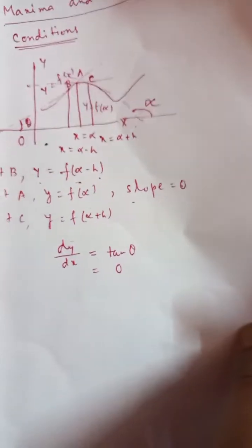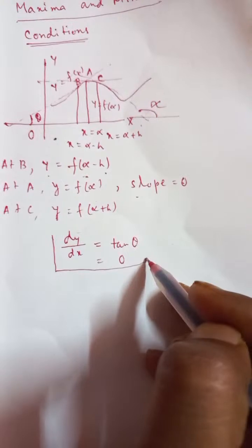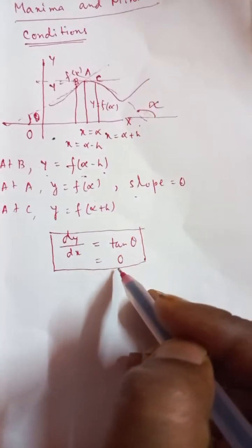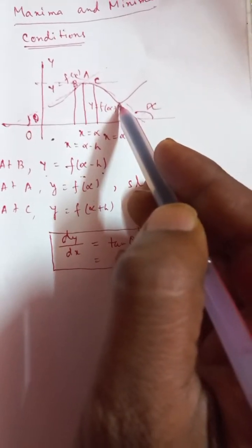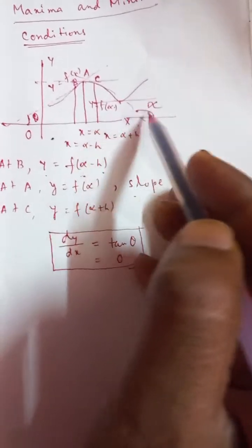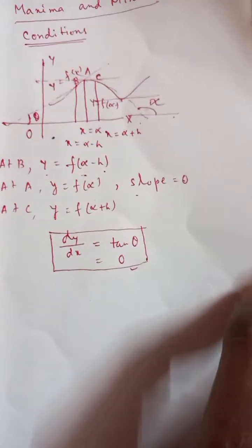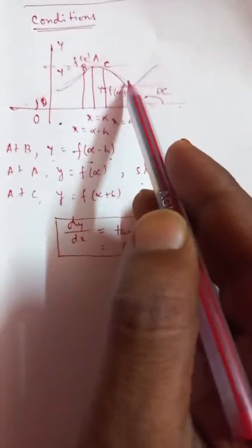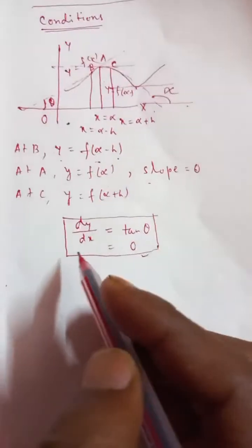So this is a required condition: the first derivative at the point where the curve takes a maximum or minimum must be equal to 0. If this is a minimum point, then also the tangent slope must be equal to 0 since it is parallel to the x-axis. But how can we understand whether at that point it takes a maximum value or a minimum value? So we have to go forward for this.